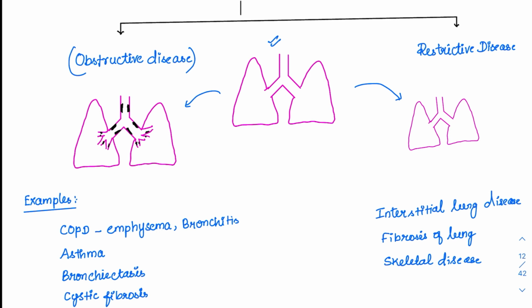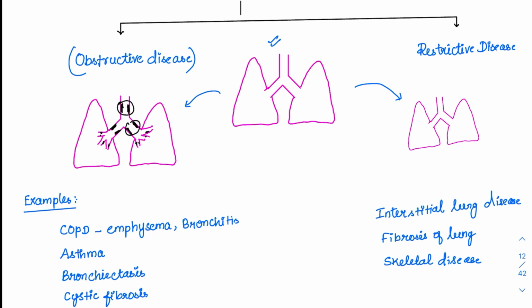In the obstructive disease, the parenchyma is completely normal. I have just shaded a black region in the airway. So obstructive disease means there is a huge problem in the airways of the lung, and especially the smaller airways of the lung. They are severely affected. So now tell me, will inspiration be affected or will expiration be affected?